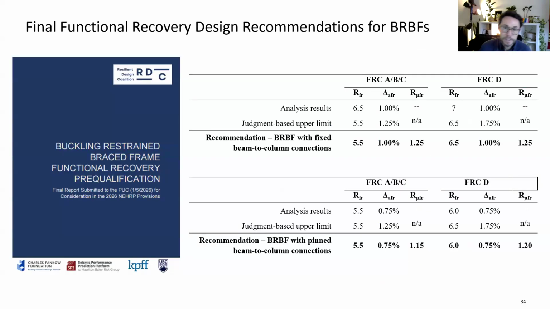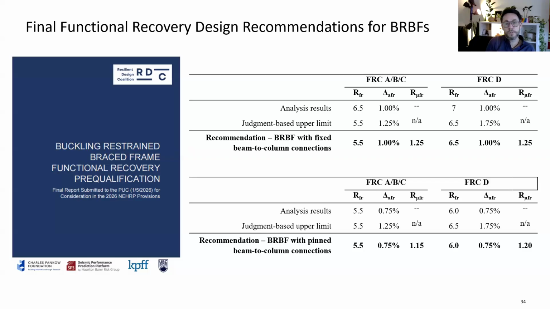So here are the resulting design requirements for buckling restraint brace frames. The results are summarized in a report that was recently submitted to the Provisions Update Committee as we're going through the final balloting of the 2026 NEHRP provisions. In a nutshell, for buckling restraint brace frames with simple connections, the recommended drift limit is controlled by residual drifts, as you saw in that disaggregation plot earlier, primarily due to a limiting restoring or recentering force in the system, and RFR is governed by the judgment-based limit.